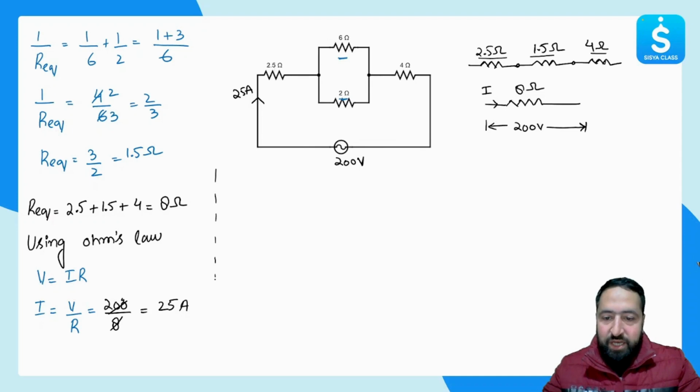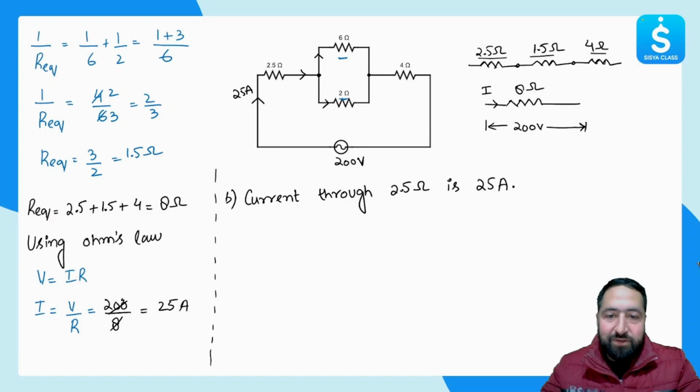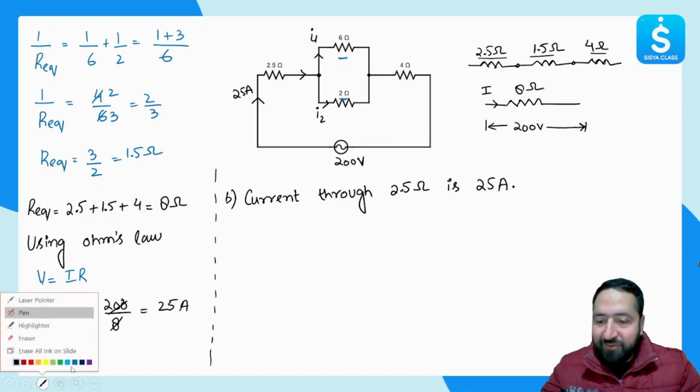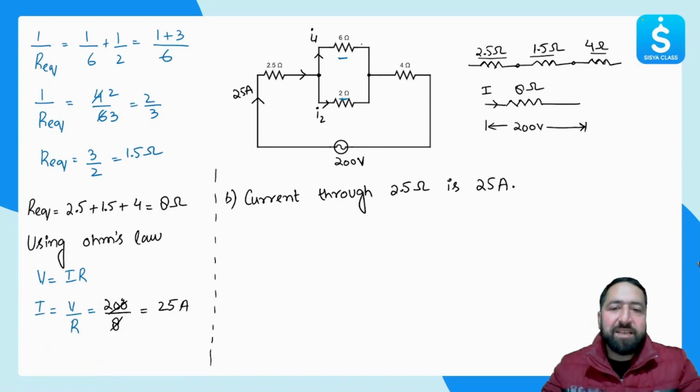What is part number 2 saying? It is asking for the current flowing through each resistor. Now we see this 25 ampere is flowing, so that means this 25 ampere is flowing through the 2.5 ohm resistance. Let me name this I1 and this I2. If the resistances were the same, it would have been very easy. For example, this is 6 and this is 2, they are different. So I need to find this I1 and this I2.